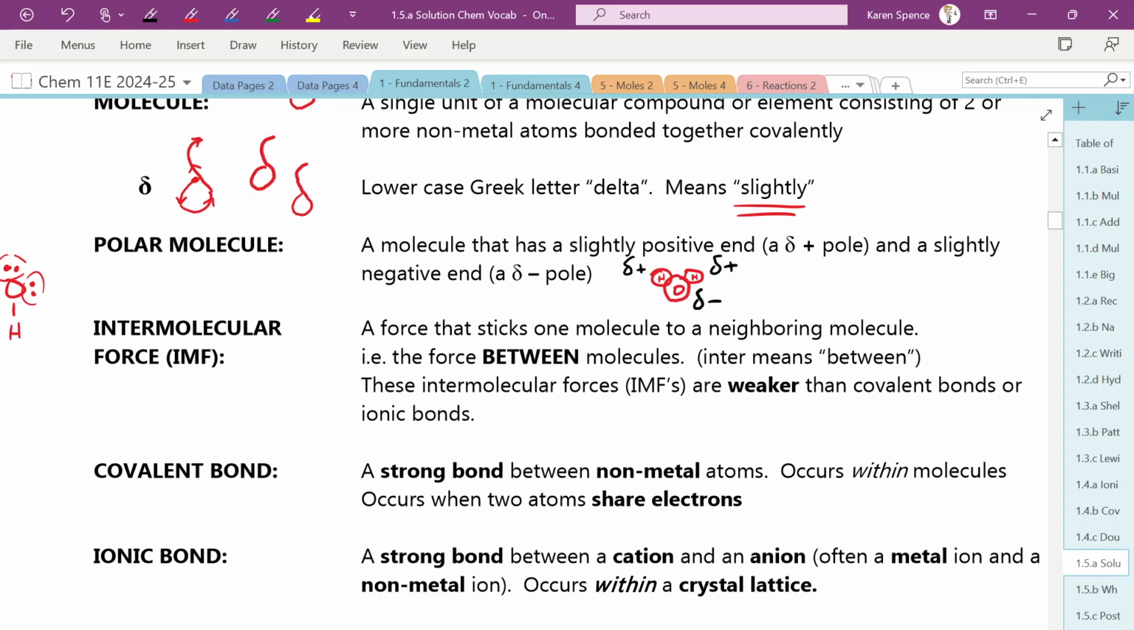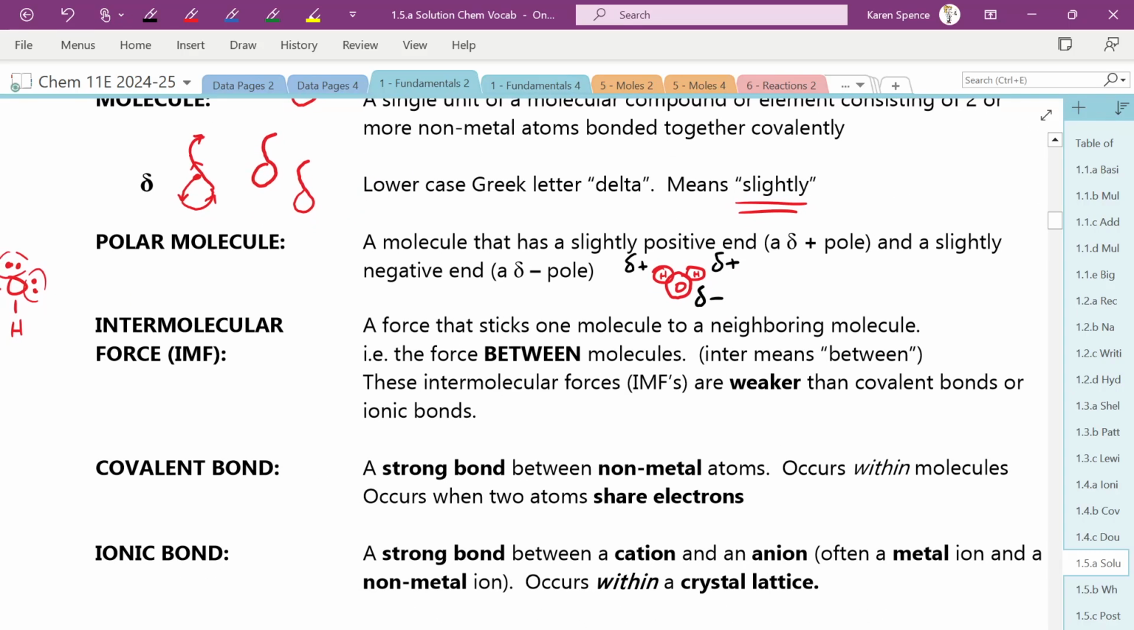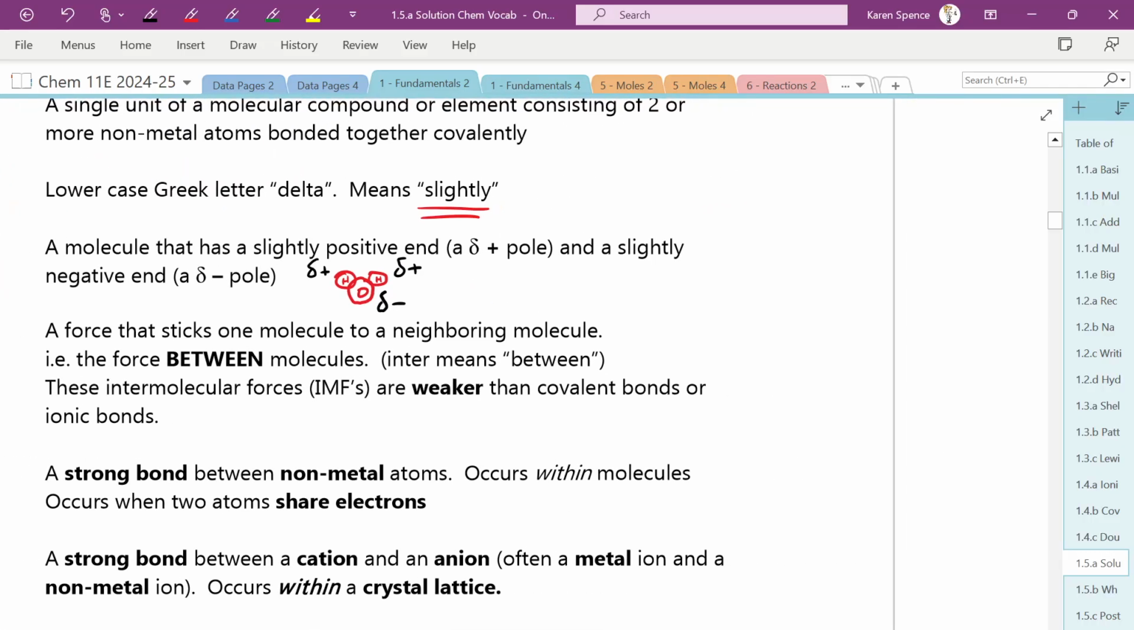Yes? So does it have to be a molecule? Some molecules are polar, some molecules are non-polar. So if we had hydrogen and hydrogen, that is non-polar because nobody has a greater electron density.